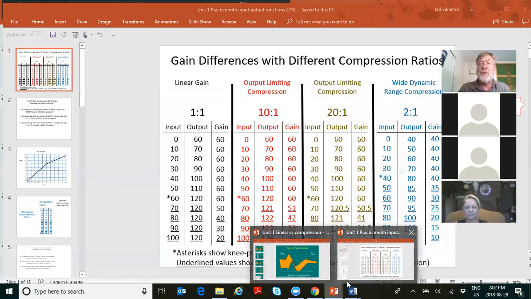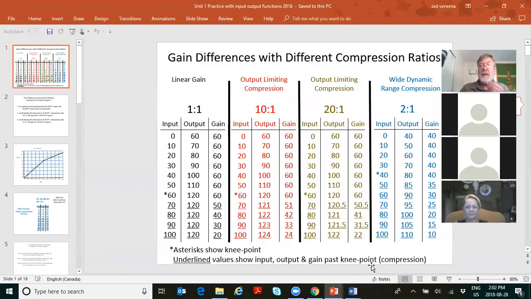So now let's look at our practices, and we're going to go to the very first slide, one of 18. You're going to look at a picture describing four different hearing aids. The one on the left is linear gain. And again, I've made the gain 60. It could have been 43. I just chose 60 because I felt like it.